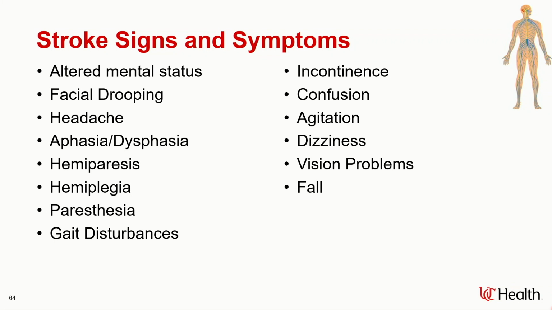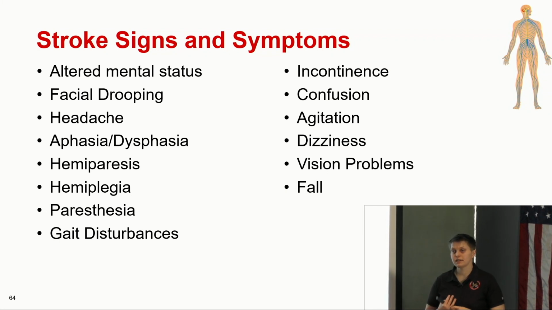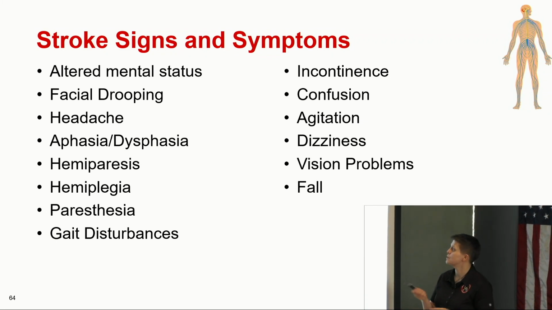Signs and symptoms of stroke, I think you all know this, so we'll go through it quickly. Altered mental status, obviously, is a key one. Any kind of facial droop, headache, aphasia or dysphagia, hemiparesis, so one side of the body not working correctly, hemiplegia, paresthesia, so sensory changes, changes in their gait, incontinence. Again, here we are back again talking about incontinence and the fact that it has nothing to do with the genitourinary system in some patients. Confusion, agitation, dizziness, vision problems, or it might be the reason for a fall. So again, a fall may not be mechanical. It may be the result of some sort of underlying medical issue.